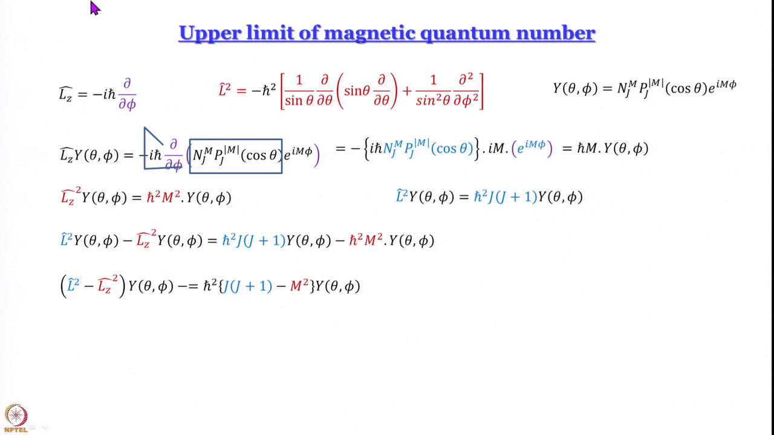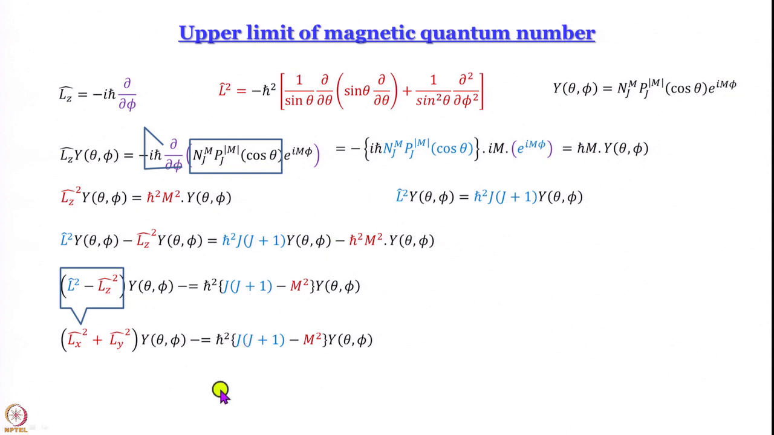Now see, what is this operator L square minus Lz square? We briefly mentioned this a little while ago. Will you agree with me if I say that this operator is Lx square plus Ly square? Because the total angular momentum operator L square, as we had said at the beginning of our discussion in the previous module, is actually Lx square plus Ly square plus Lz square. So, the Lx square plus Ly square operator has an eigenvalue of h cross square multiplied by this.